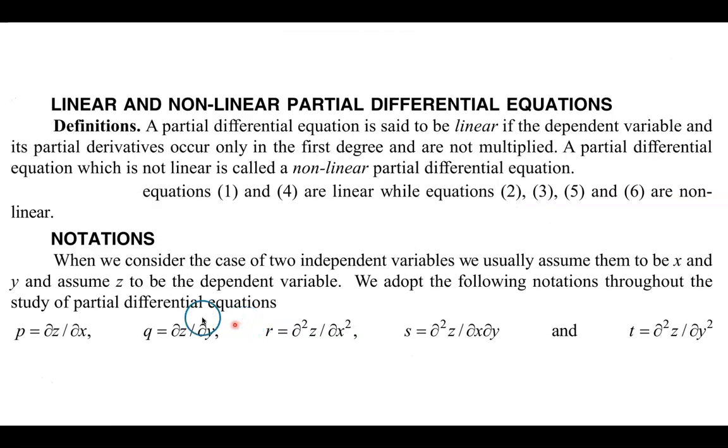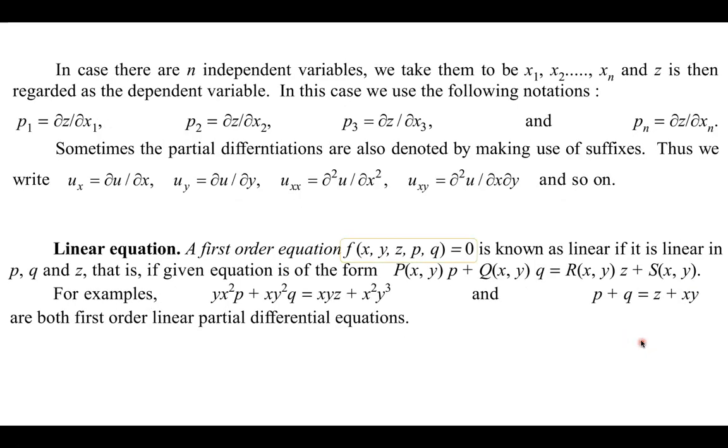Now let us consider the notations we are going to use throughout this section. We will be adopting these notations throughout the study of partial differential equations. We represent ∂z/∂x by small letter p, ∂z/∂y is represented as q, r is equal to ∂²z/∂x², s is the partial derivative ∂²z/∂x∂y, and t is ∂²z/∂y². These notations can be generalized in the case of n independent variables as well.